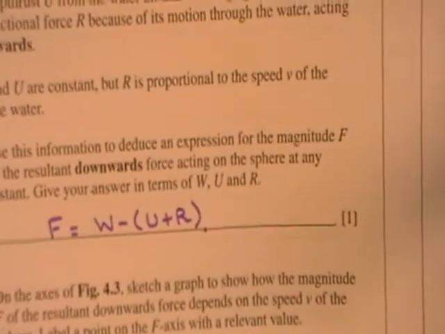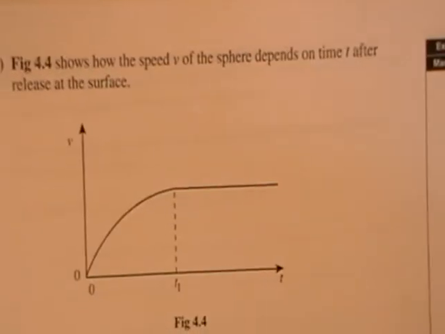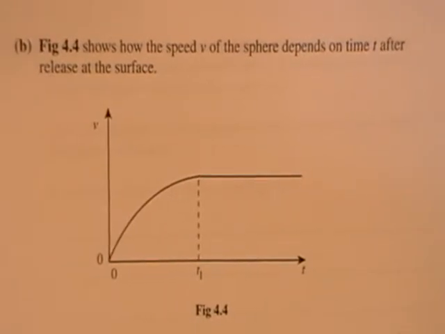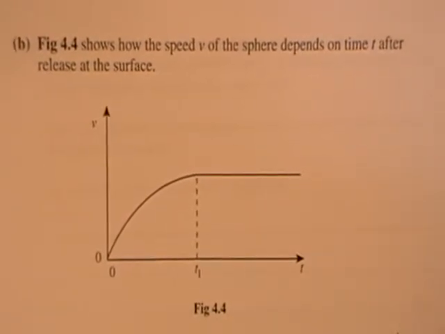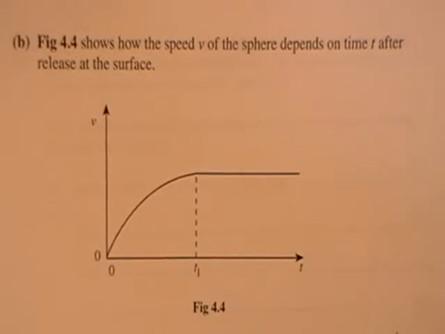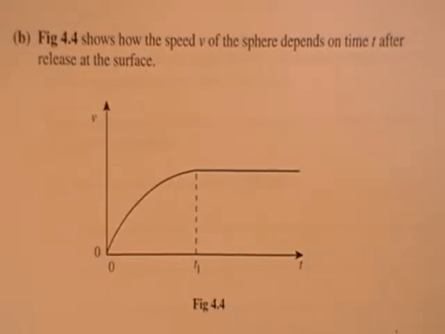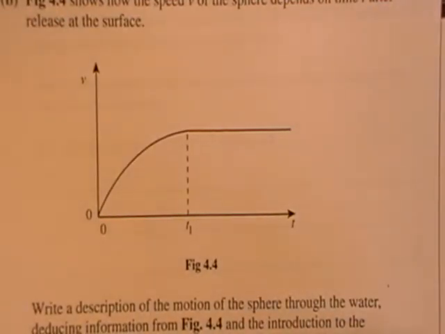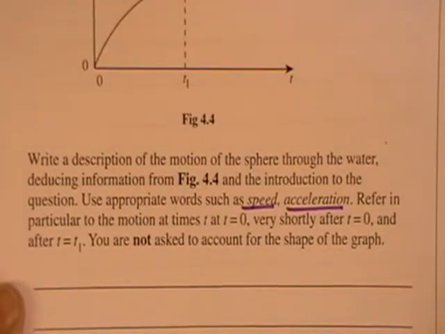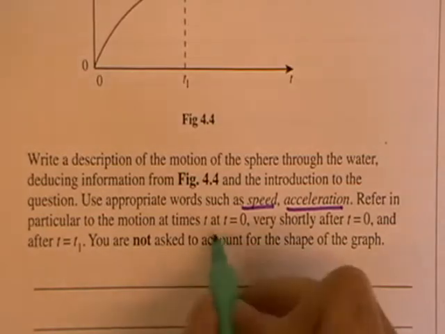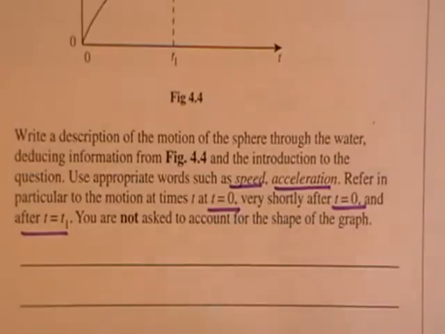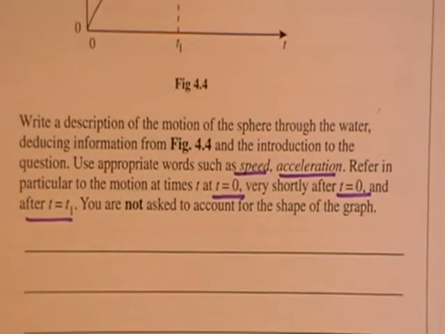Now, the next bit of the question is really quite a horrible bit of a question. It shows you a diagram. It says this figure shows how the speed v of the sphere depends on the time t after release at the surface. Write a description of the motion of the sphere through the water, deducing information from figure 4.4 and the introduction to the question. Use appropriate words such as speed and acceleration. So there are obviously going to be marks for those two things. Refer in times to the motion at time t equals 0, just after t equals 0, and after t equals t1. There's no reason why you couldn't underline those the way I have.